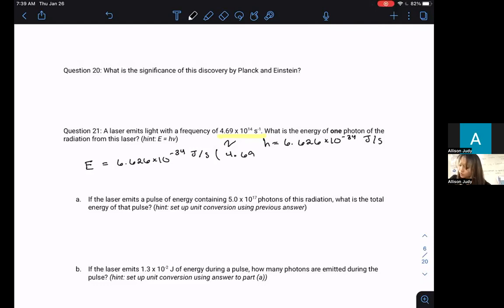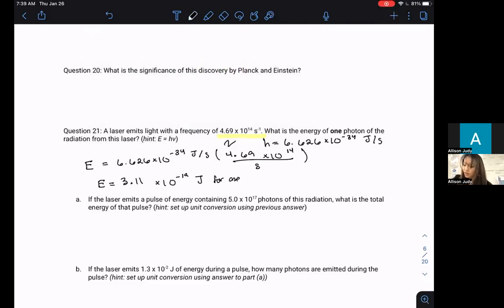So 4.69, or this frequency observed when this photon was emitted, times 10 to the positive 14 per second, right? Hertz. And what you see is that you get the energy equals 3.11 times 10 to the negative 19th joules for one photon, or per photon. All right. Don't forget any implicit derived unit, right? Because we're saying energy is 3.11 times 10 to the negative 19th joules for this one photon.